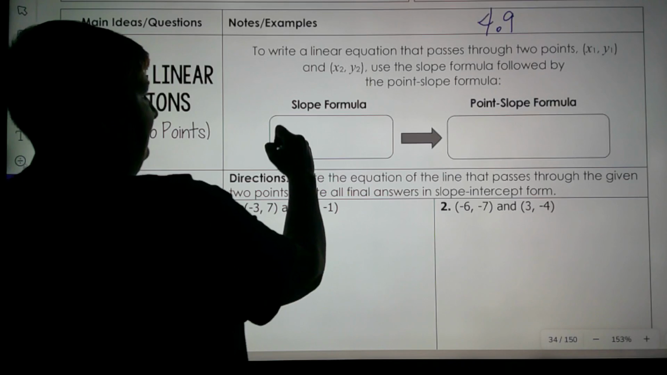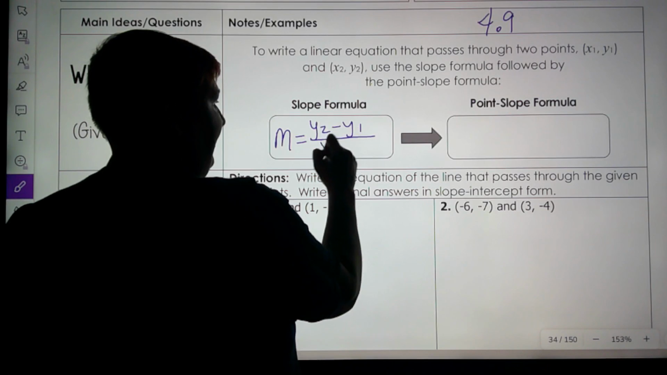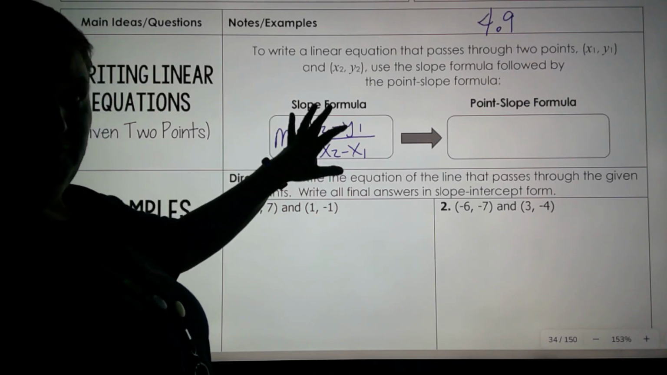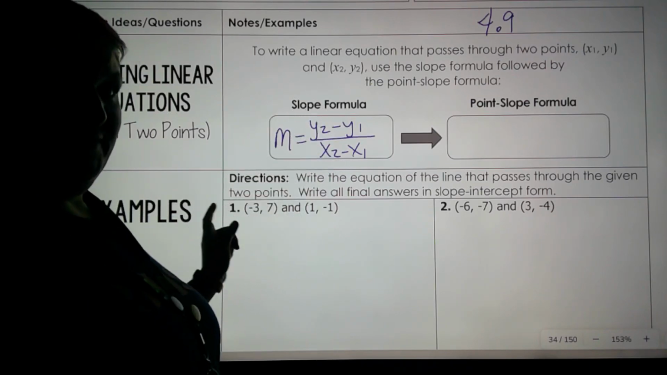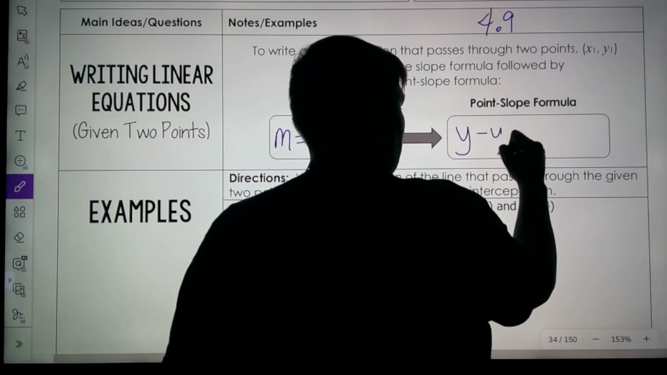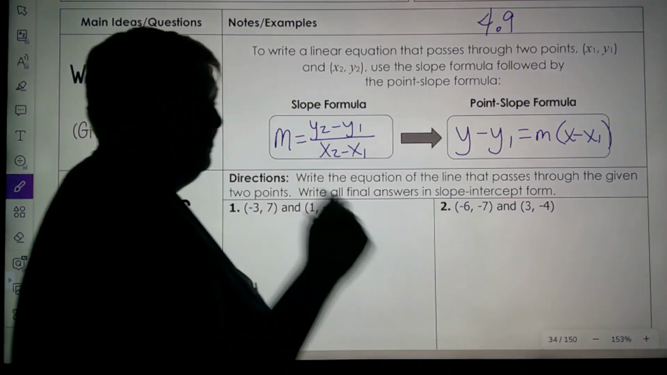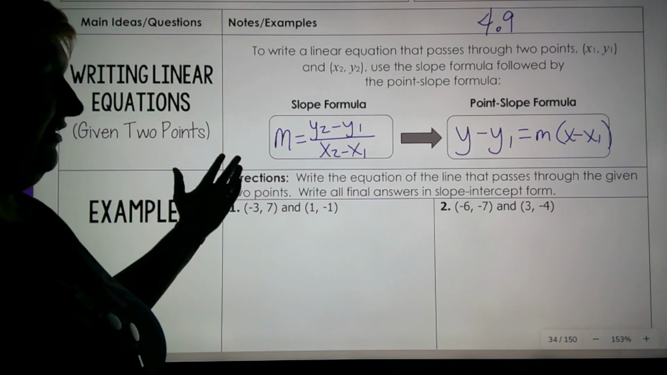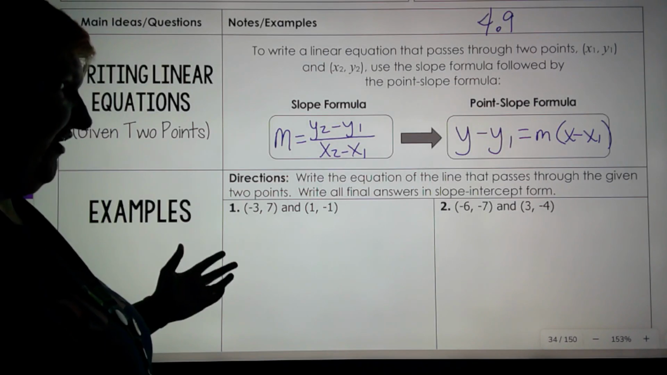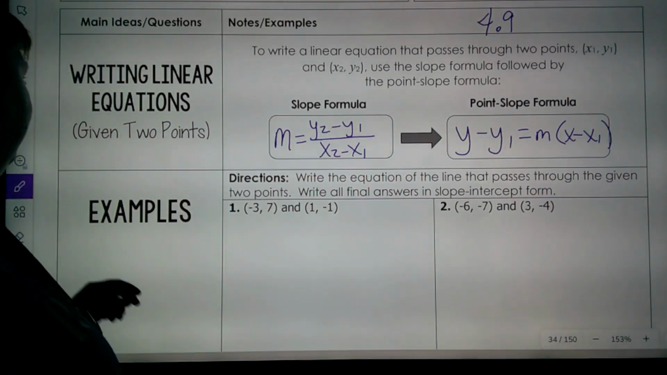The slope formula, remember, m equals y2 minus y1 over x2 minus x1, right? So once you have the slope, you can pick one of the points. It doesn't matter which point. And you can use the point-slope formula. Y minus y1 equals m times x minus x1. So basically, we're going to put the slope formula that we learned together with the point-slope formula to figure out the equation if they give us 2 points, right?